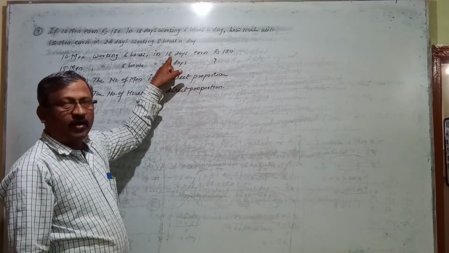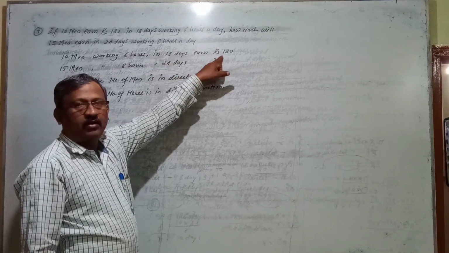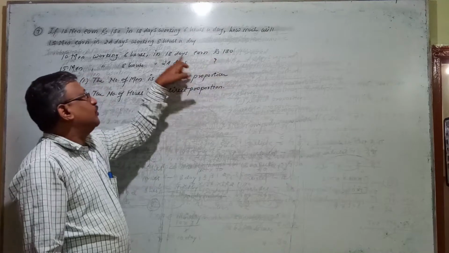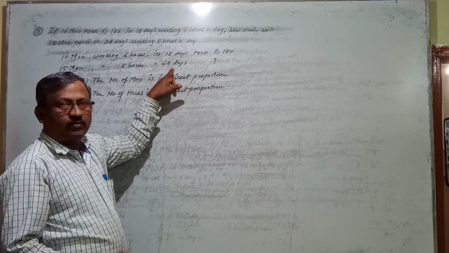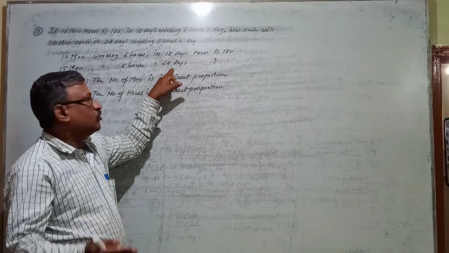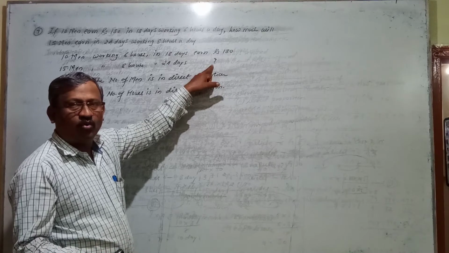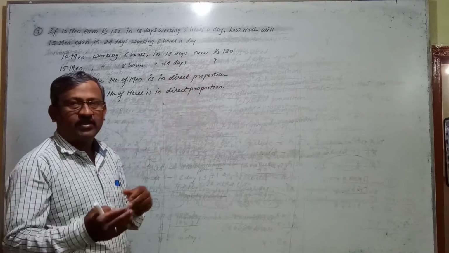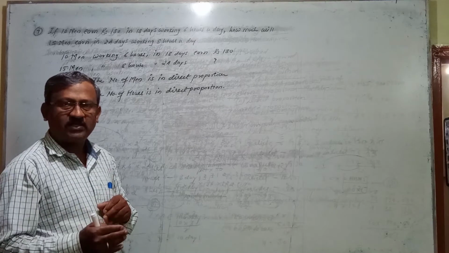Like that, we now compare the number of days with the earnings. If you work for 18 days, you can earn 180 rupees. Instead of 18 days, if you work for 24 days, how much can you earn, more or less? Definitely you will earn more, because if you work more days, you get more earnings, and if you work fewer days, you get fewer earnings.